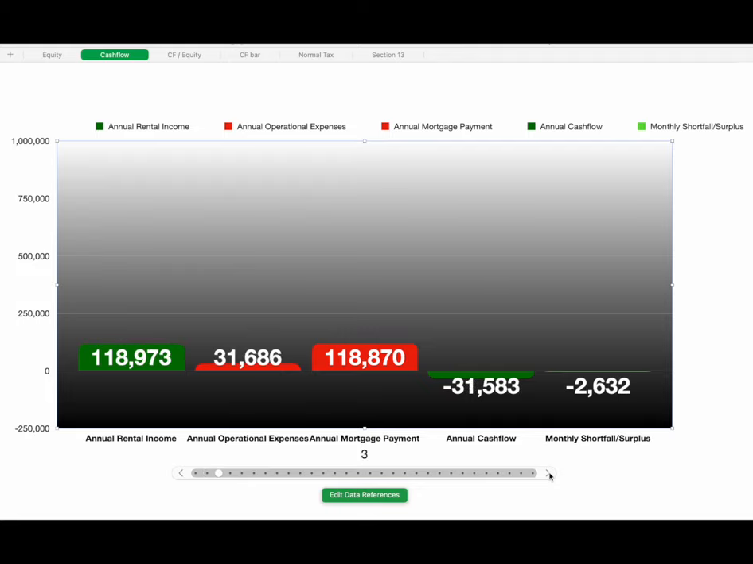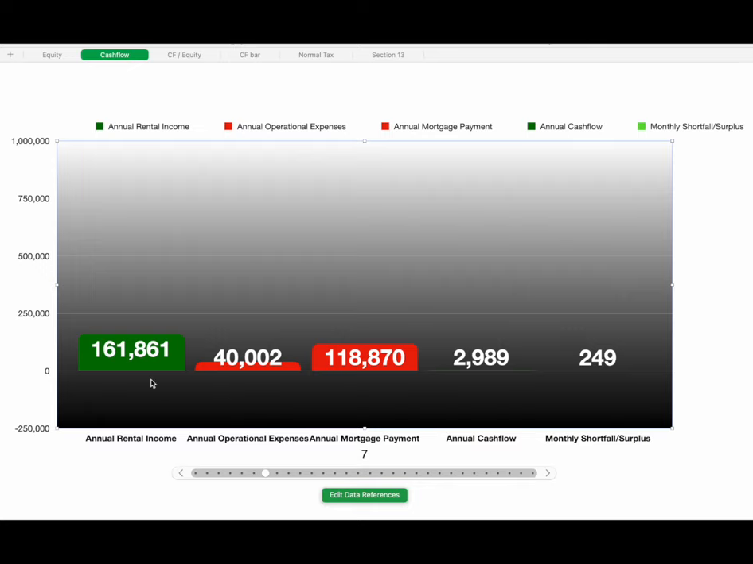So year three, this is the years over here. Year four, year five, and then I'm in the positives. In year seven, I'm in the positive. So that's my rental income, that's my expenses, this is my mortgage, annual cash flow, and I'm in positive money here. So I've paid the sum of my shortfalls up to the break-even point, which was year seven.